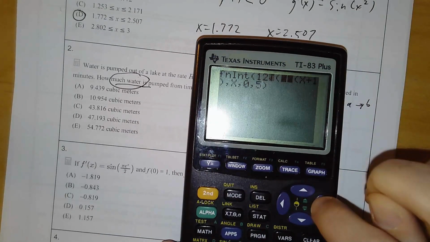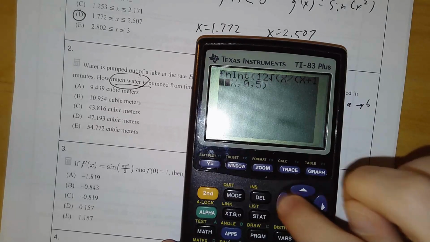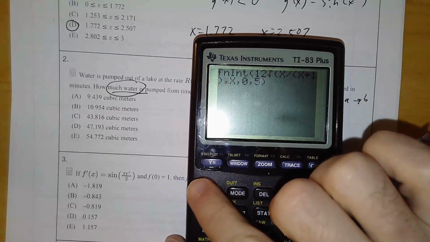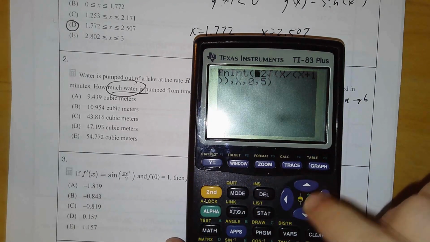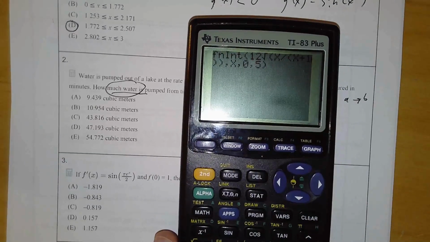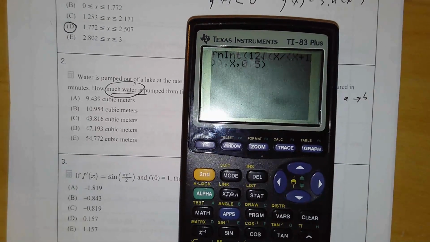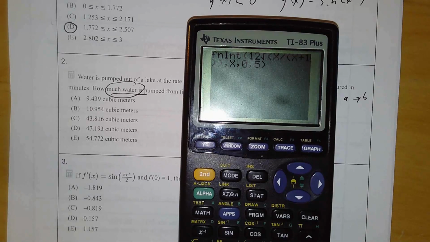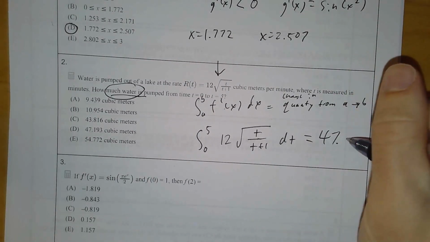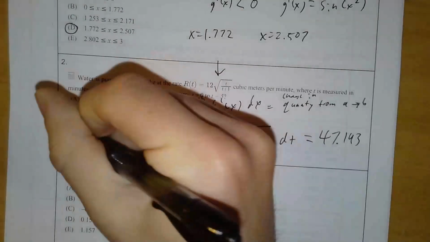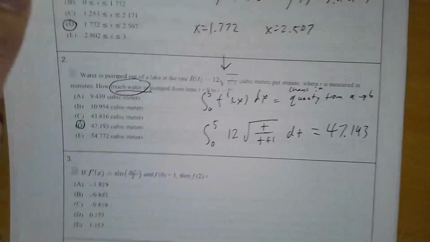So I need to insert that other parentheses right here, right after this. To do that, I go here, click second, then delete, that lets me insert. So right here I'm going to insert a parentheses. Now I'll be good to go. Click enter. Also, this is a very slow calculator, so it takes a minute to come up. We're waiting. Let's see. 47.193. And lucky enough, I see that answer here. It's a D.